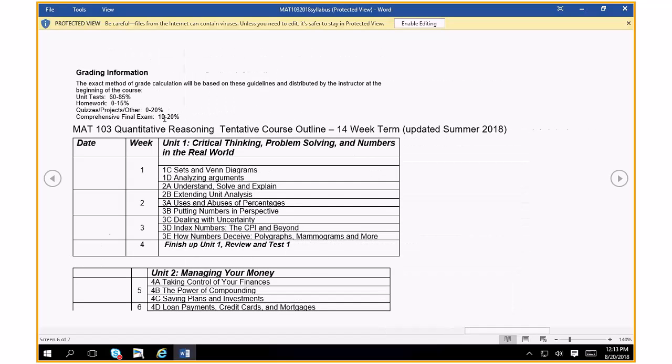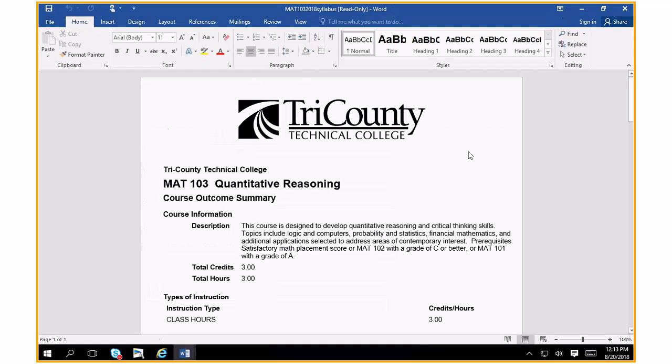Next page. 80% of your grade is going to come from your unit tests. 20% is going to come from your homework. That's it. I don't give quizzes. If I did, quizzes would be 10%, tests would be 70%, and homework would be 20%. Okay? The most important page is this page right here.